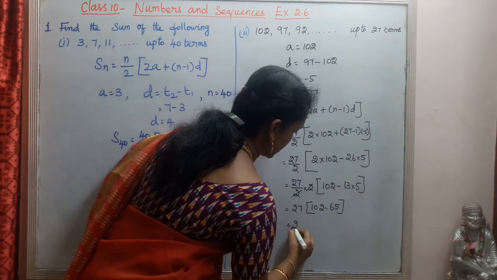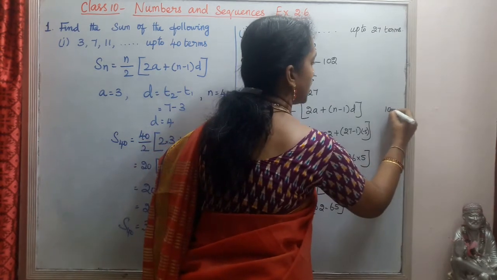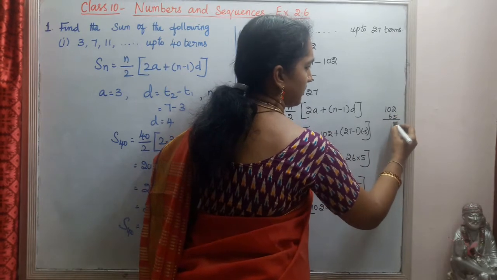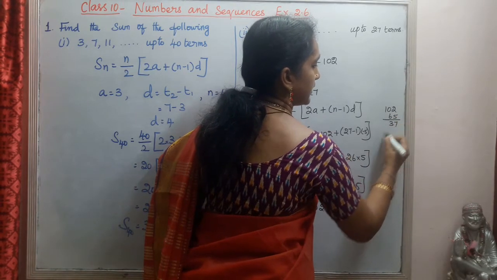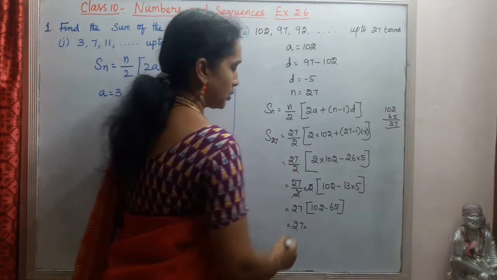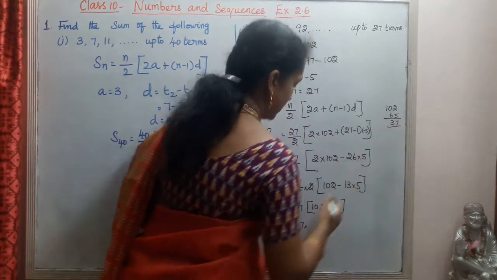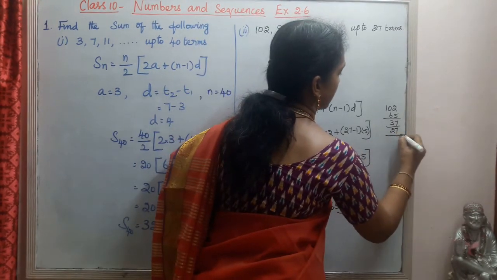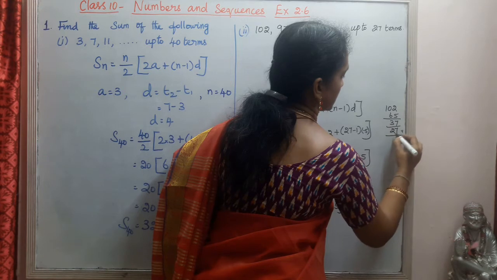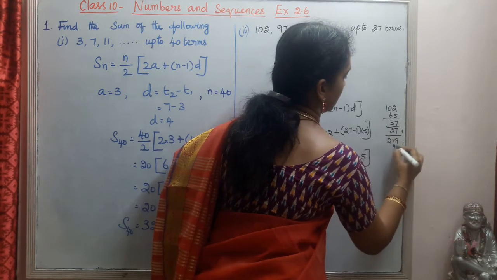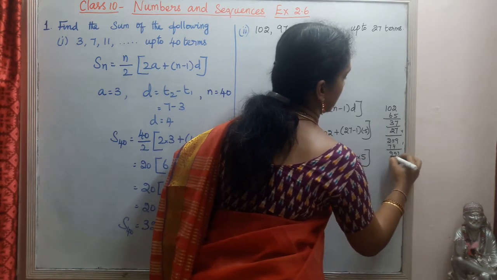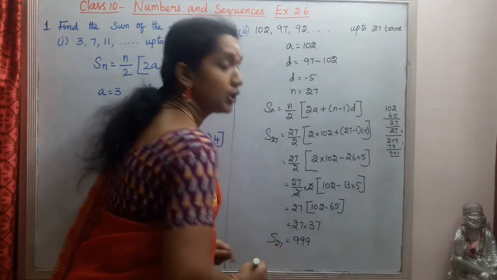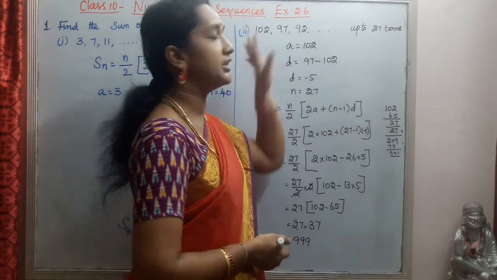102 minus 65 will be 37. So 27 into 37. So 37 into 27 will be 999. So 999 is the sum of 27 terms in the given series.